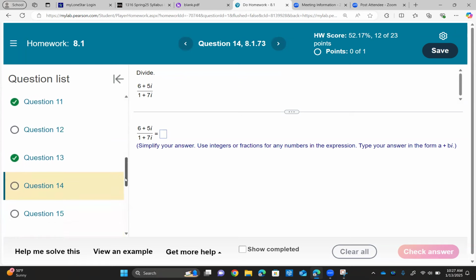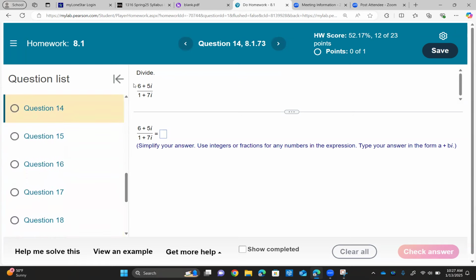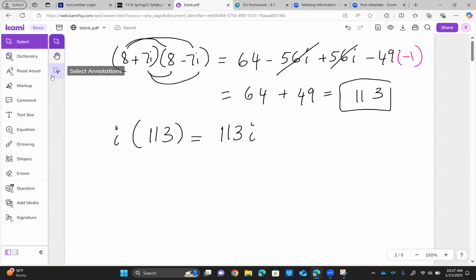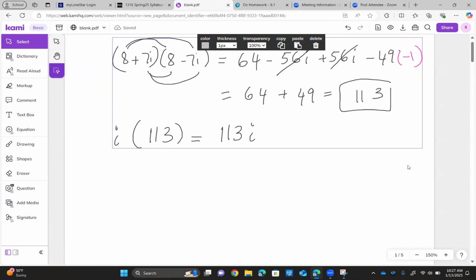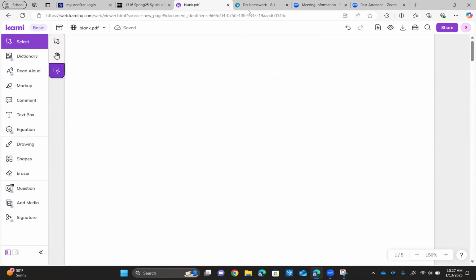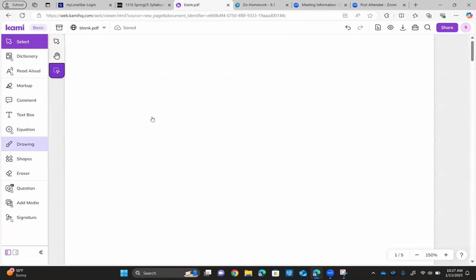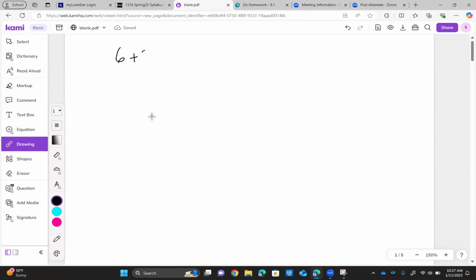Now we're going to learn how to do division with complex numbers. So I want to divide 6 plus 5i by 1 plus 7i. So I definitely need a bigger space than what my answer gives me, or I can't do a lot of work in my head for this question. So 6 plus 5i is what we have at the top. And then what we have at the bottom is 1 plus 7i.